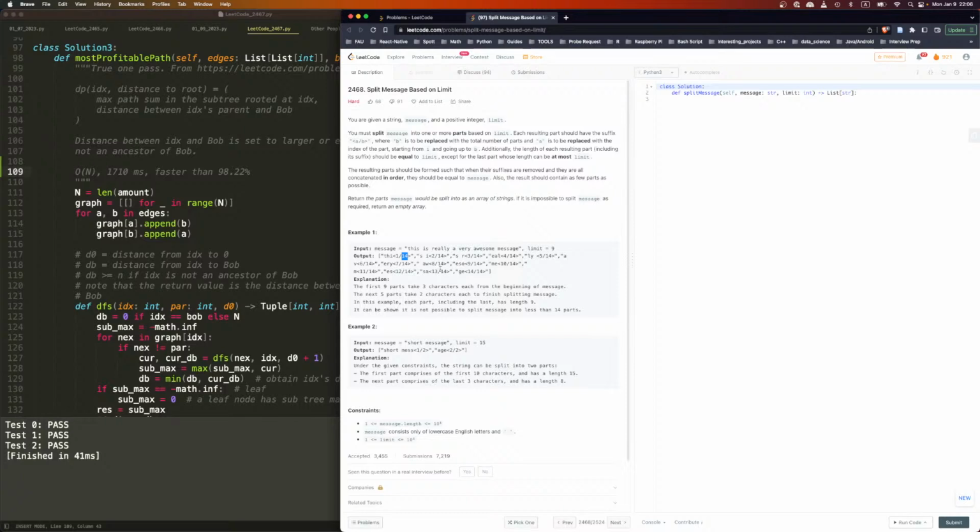The first 9 parts take 3 characters each from the beginning of the message, and we have 6 characters. The next 5 parts take 2 characters. Oh yes, because this is including the suffix, the last has length 9. Holy guacamole! Limit 15. Only 2.